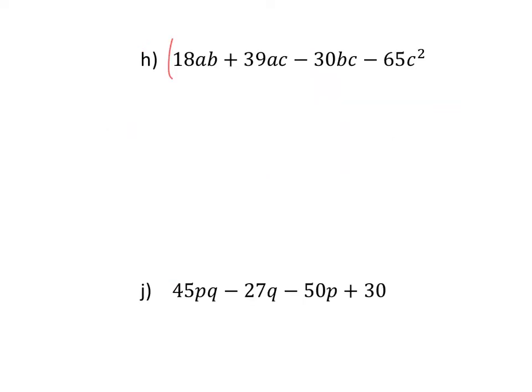Letter H. Group the first two terms and the last two terms. Okay, in letter H, looks like between 18 and 39, the largest factor I can pull out is a 3. And they both have an a in common. So 18ab divided by 3a is 6b. And 39ac, when I pull that 3a out, I'm left with positive 13c.